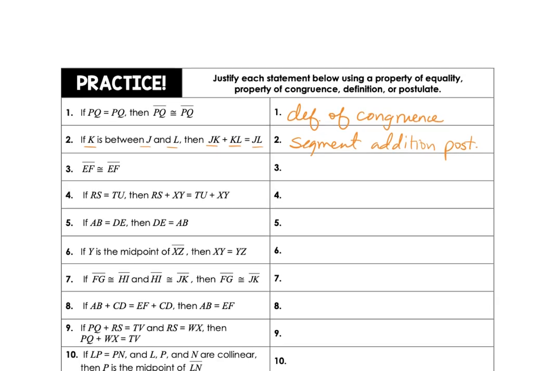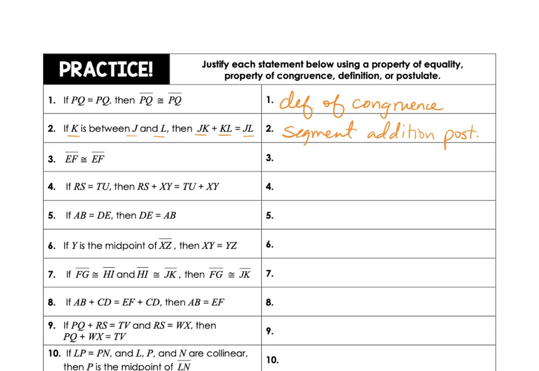Okay. What's number 3? EF is congruent to EF. It's the reflexive property. And again, they're going to say it's the reflexive property of congruence. I am not picky about that. You can just say the reflexive property.